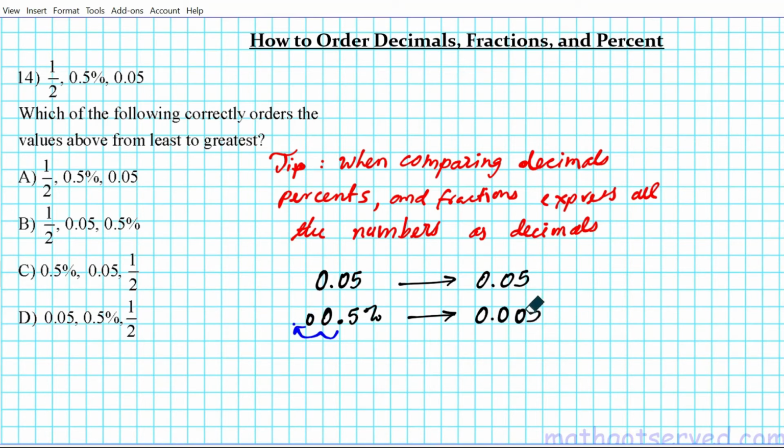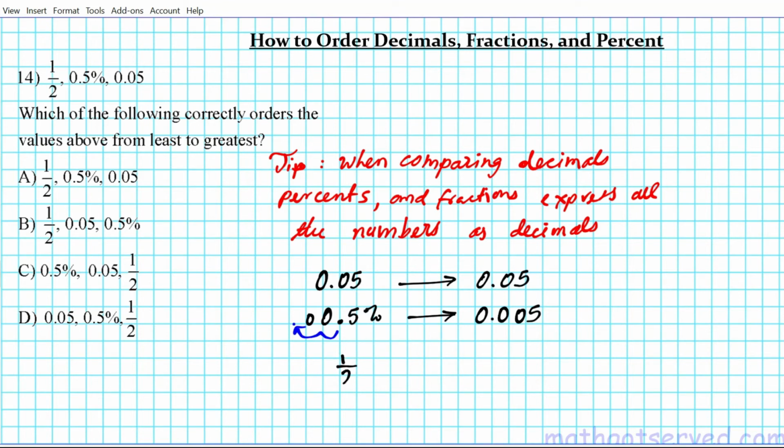0.005. So you can clearly see that this number, 0.005, is smaller than this one because this has a 0 in the hundredths place and this has a 5. So this is bigger than this one, okay? All right, but how does 1/2 fit into the whole picture?